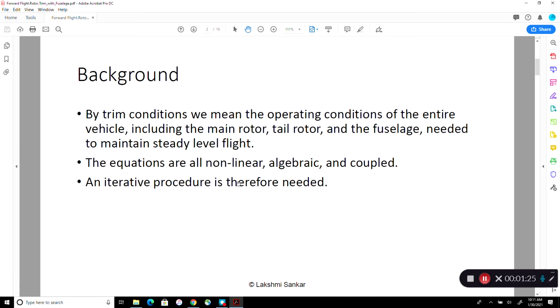Unfortunately, the equations end up all nonlinear. Fortunately, they are algebraic. And they are all coupled. So we know that when you have a coupled system of equations, if they are nonlinear, you iteratively solve for it. Assume a value, then change, see what happens, then change the value, keep iterating until you get to the final answer. So we're also going to outline the iterative procedure, how this is done, in these slides.